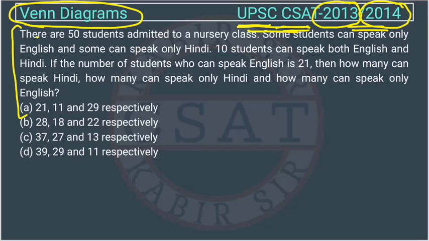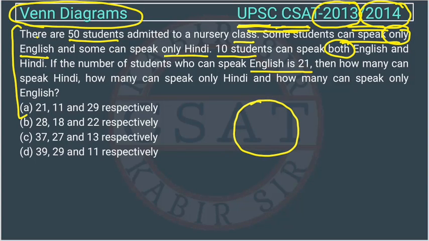Okay. So now there are 50 students admitted to a nursery class. Some students can speak only English and some can speak only Hindi. 10 students can speak both English and Hindi. If the number of students who can speak English is 21. So let's make a Venn diagram, right? So this circle is representing who are speaking English and this circle is representing who are speaking Hindi, right? So 10 students can speak both. So we will put 10 here because this area comes in both circles, right? And how many can speak English?